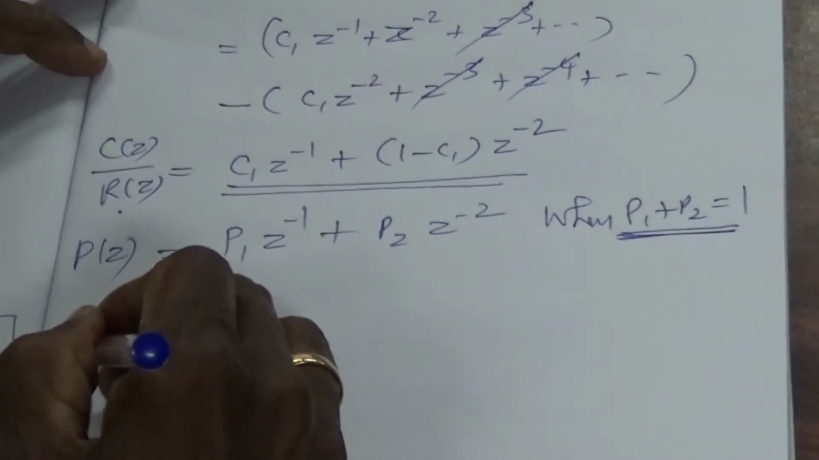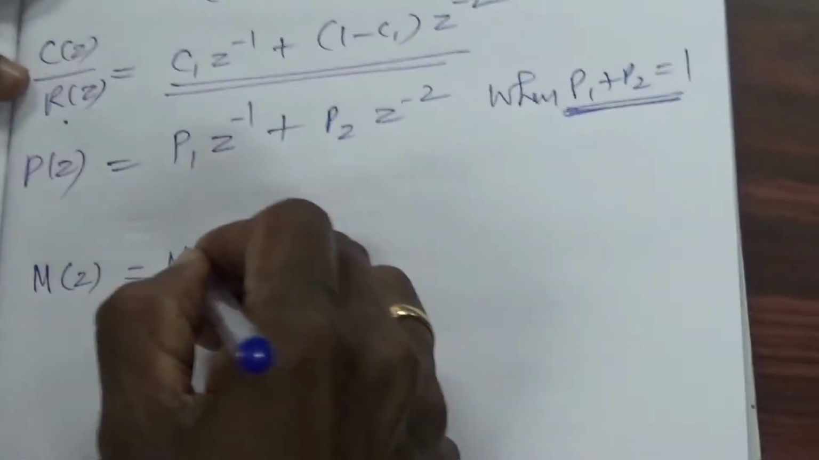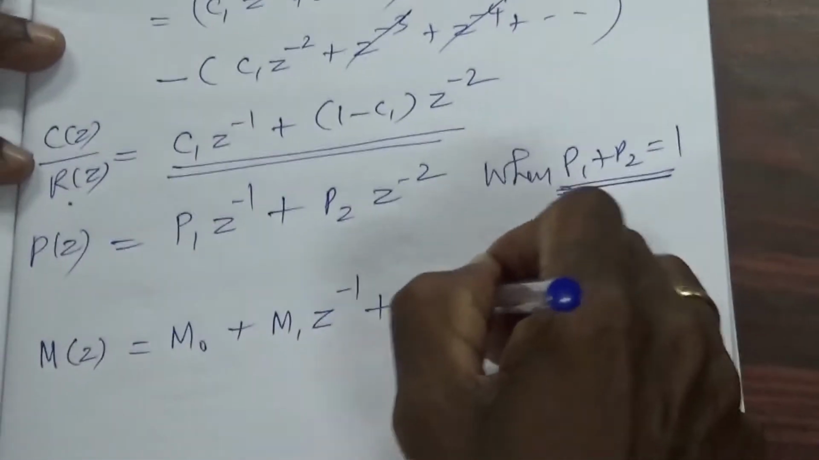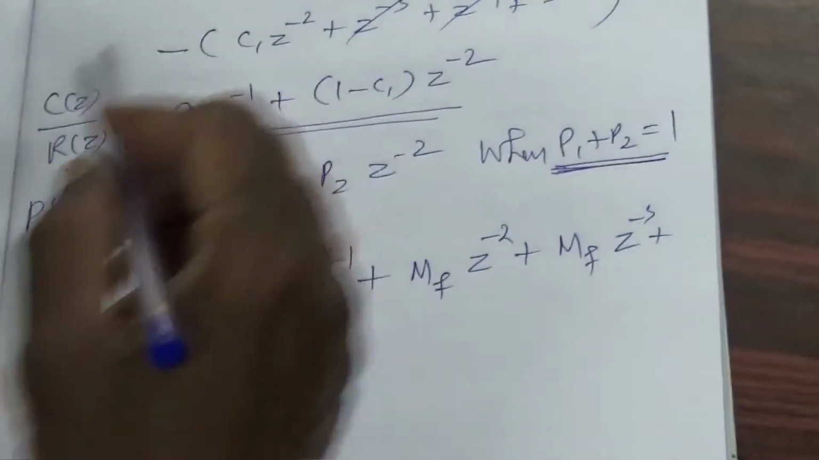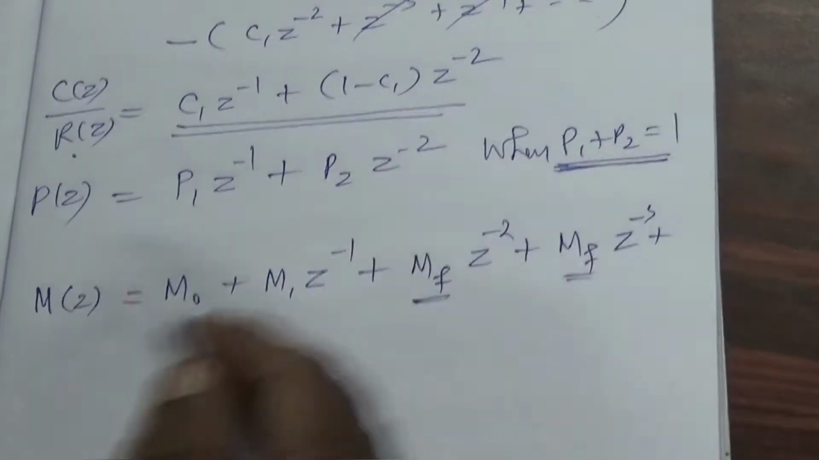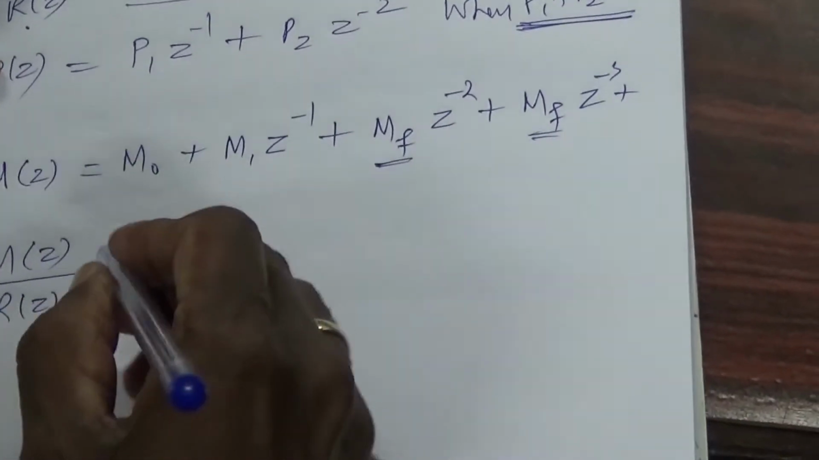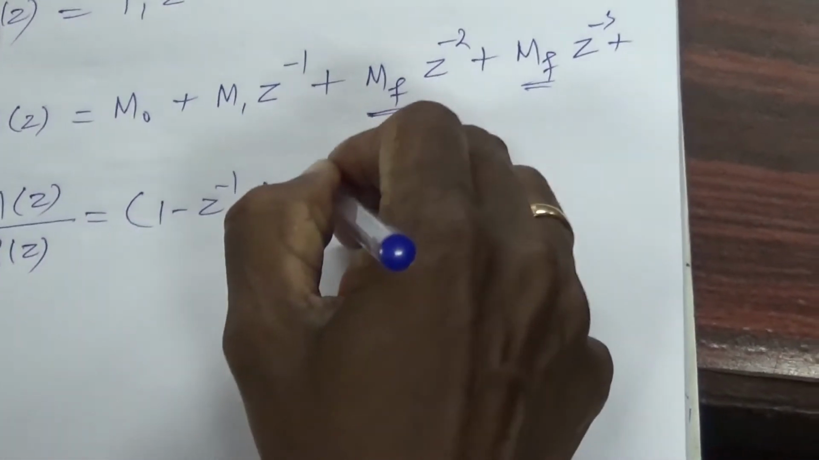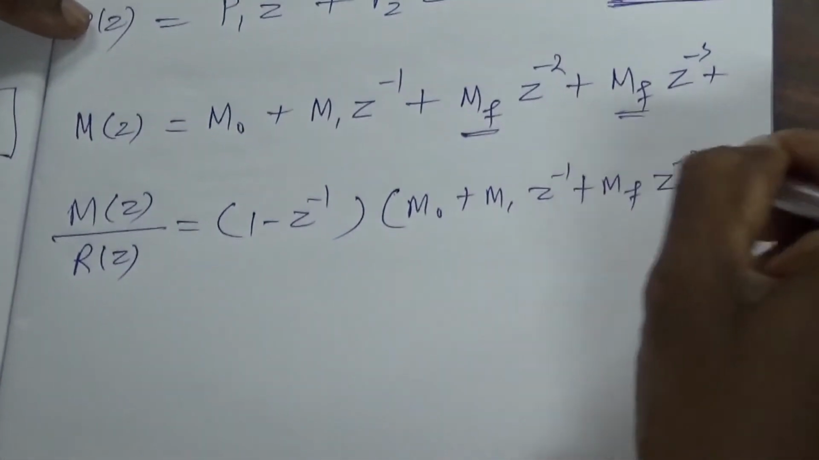The controller output is M(z). Let us assume that it is m0 plus m1 z power minus 1 plus m2 z power minus 2, etc. From second sampling onwards, the controller output is settled, because the response also settled from the second sample onwards. So now let us find M(z) by R(z). M(z) by R(z) is (1 minus z power minus 1) multiplied by (m0 plus m1 z power minus 1 plus m2 z power minus 2 plus etc.)